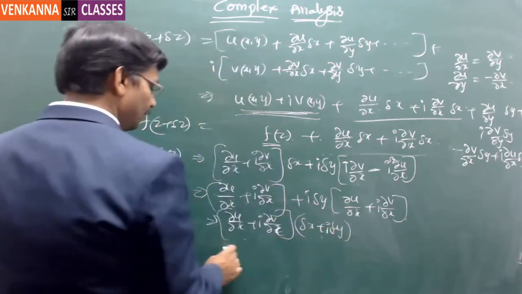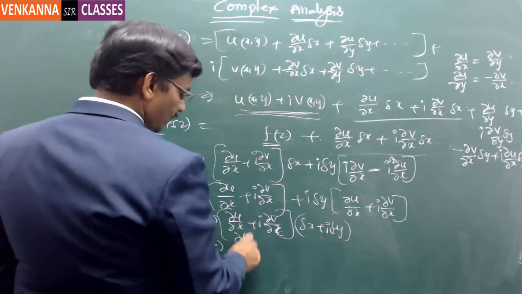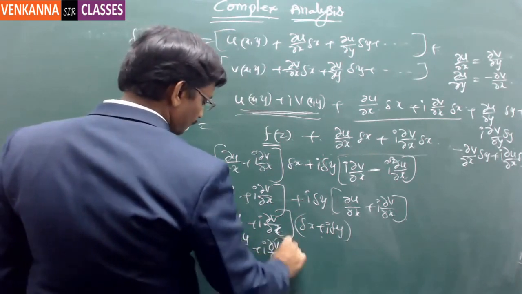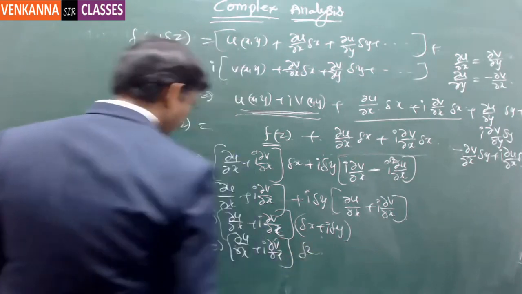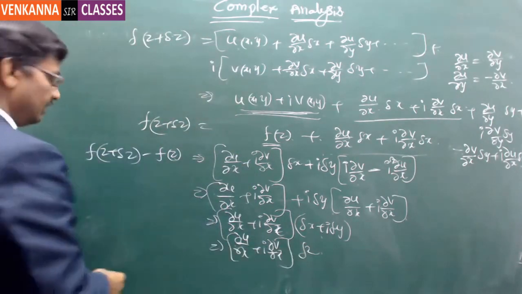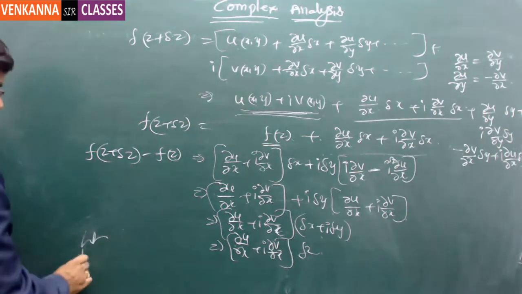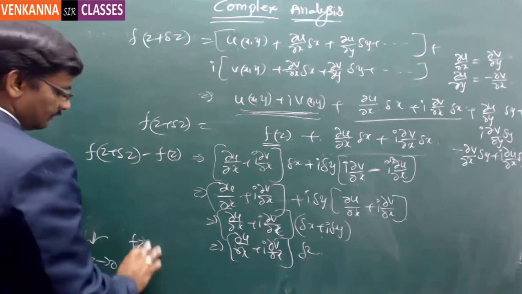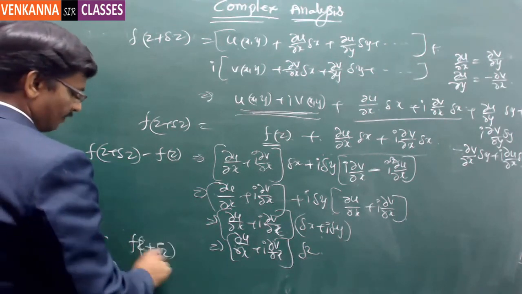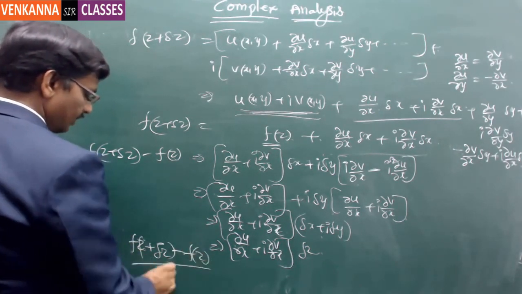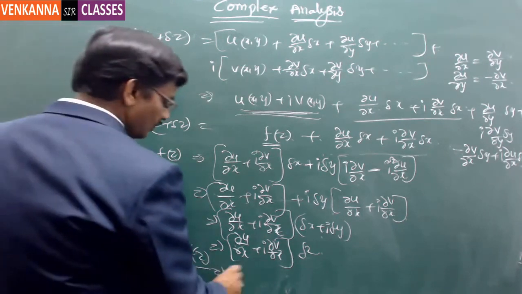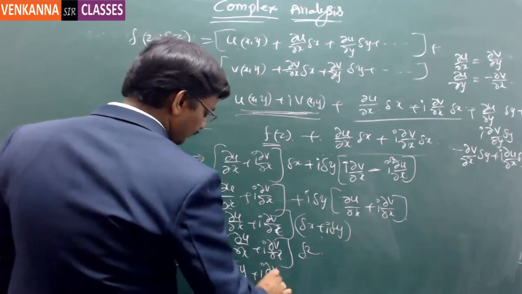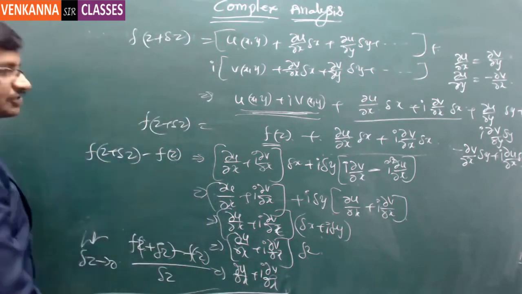So this can be replaced with dou u by dou x plus I times dou v by dou x into delta z. If you bring this delta z to the other side, this is limit delta z tending to 0, f of z plus delta z minus f of z divided by delta z, and this is equal to dou u by dou x plus I times dou v by dou x, and this is what we call the sufficient condition.